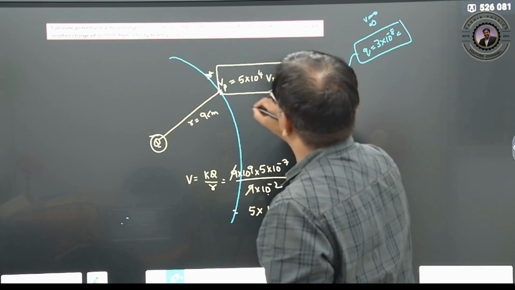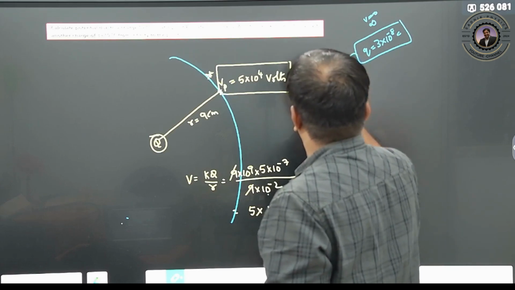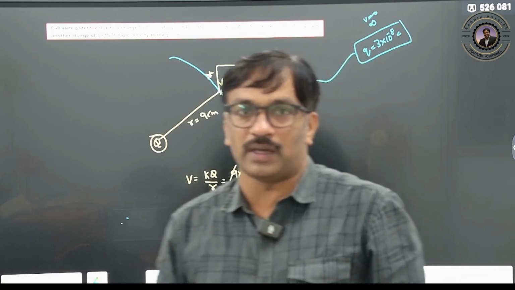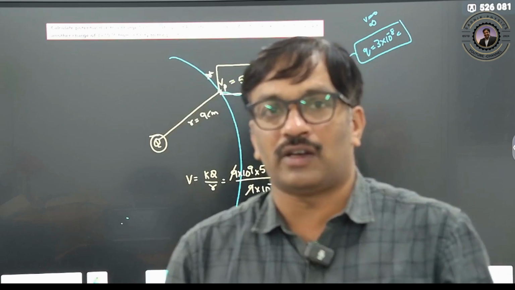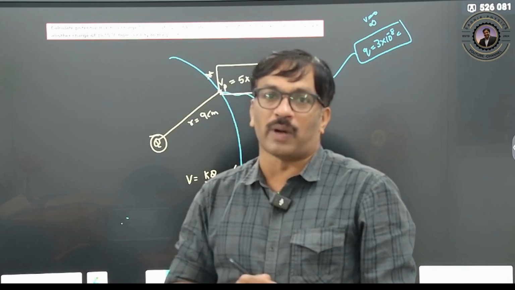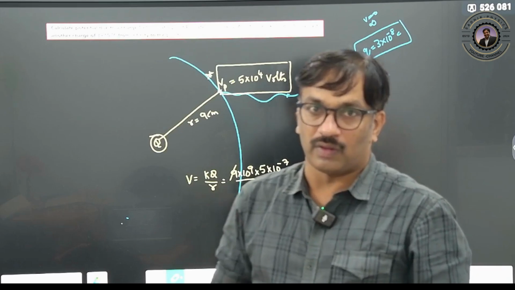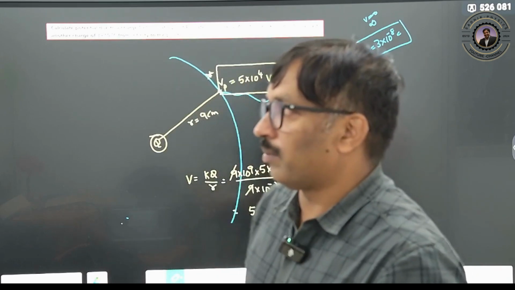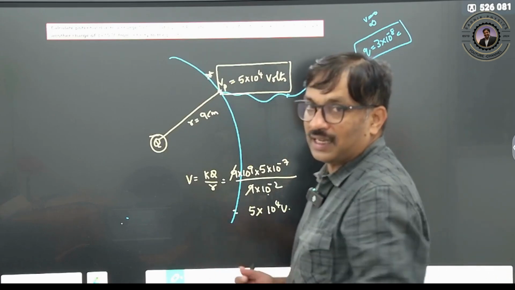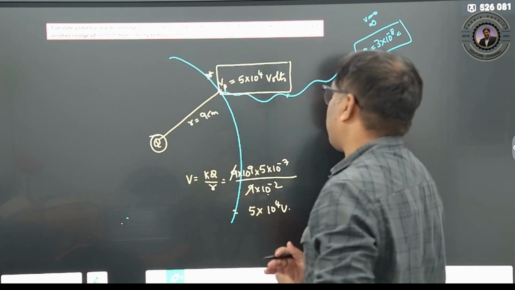So we have to bring it to this point. One more important point to remember: the work done to bring a charge from one point to another does not depend upon the path followed, only on the initial and final points, because the electric field is conservative in nature. We will discuss that in detail later.